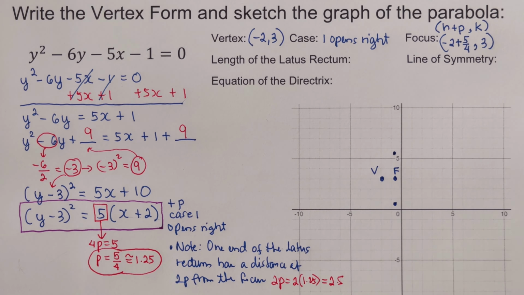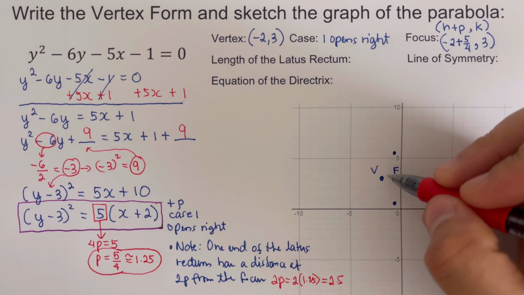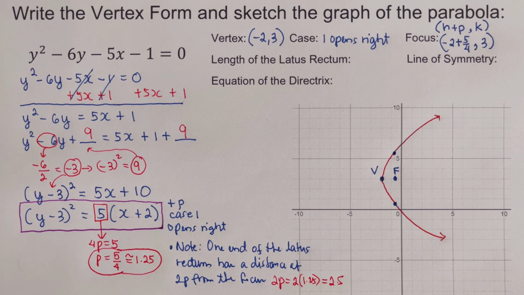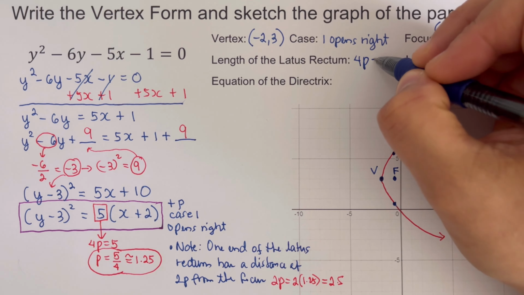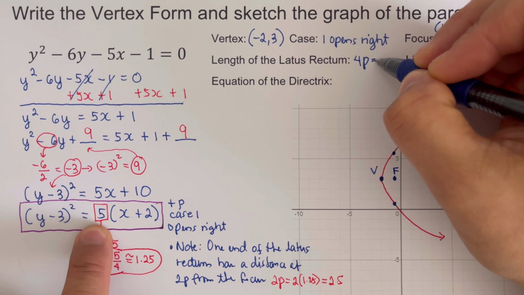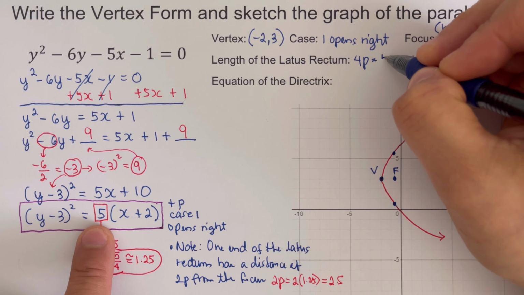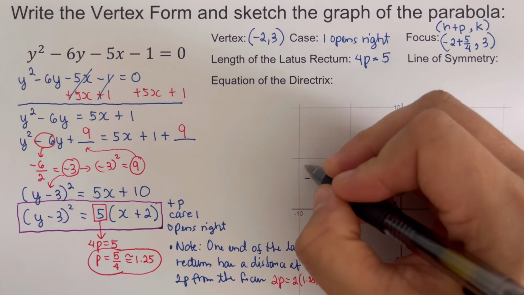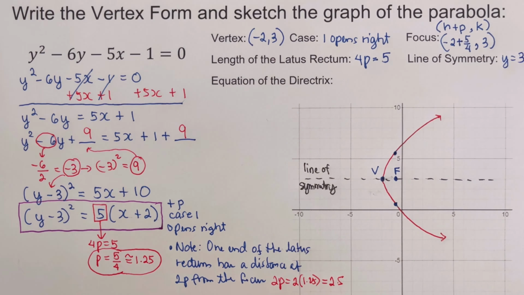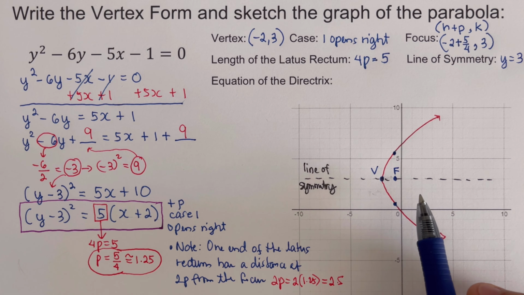So I'm just going to go ahead and sketch the parabola. Okay, now we remember that the length of the latus rectum is 4p, and our 4p is just the number right here, that's actually the length of the latus rectum, so that is 5. Now we remember that the line of symmetry is a line that connects the vertex and the focus. So I'm just going to go ahead and draw the line of symmetry right here. So the line of symmetry is y equals 3.